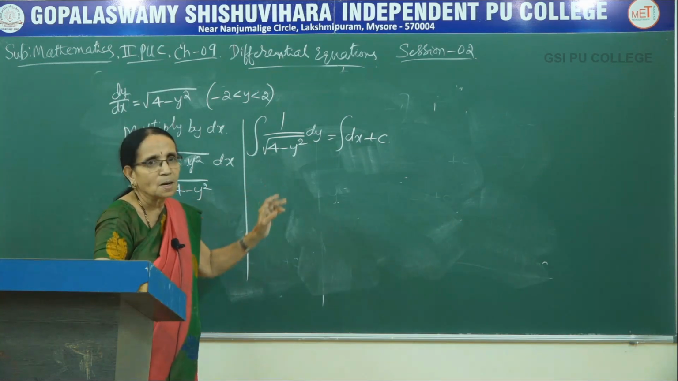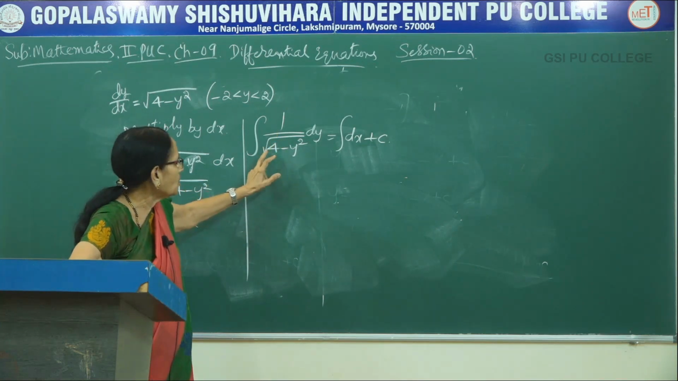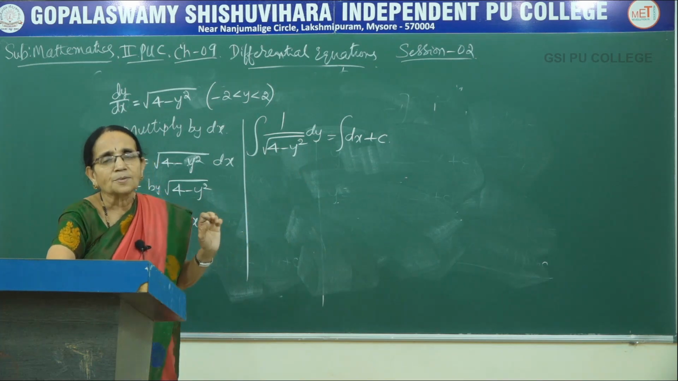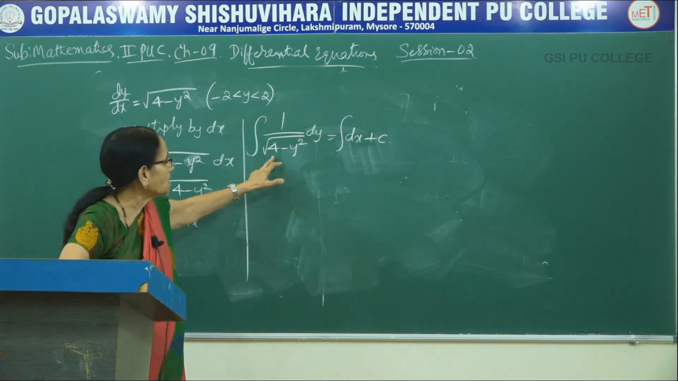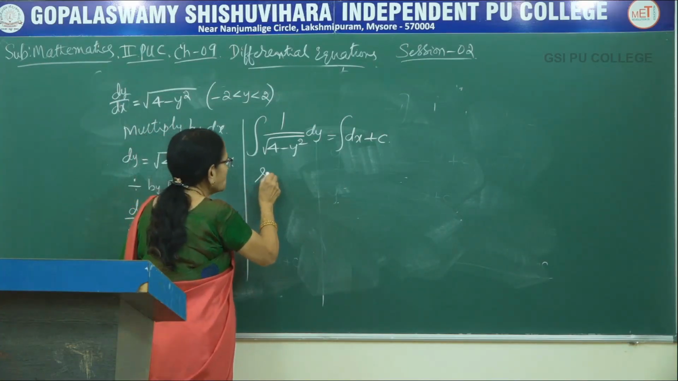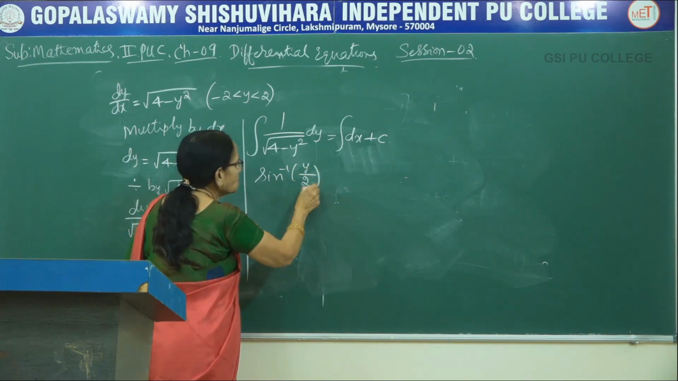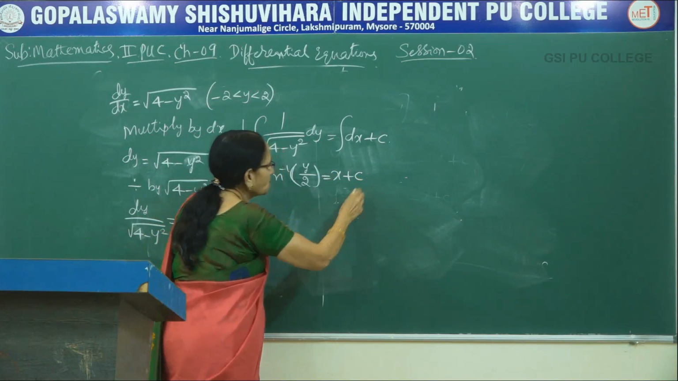This is nothing but a sine inverse function. It is of the form 1 by root of a square minus x square. So the formula is sine inverse of x by a. What is a here? 4 can be written as 2 square. So you can write the answer as sine inverse of x by a, that is y by 2, in this case, that is equal to x plus c.